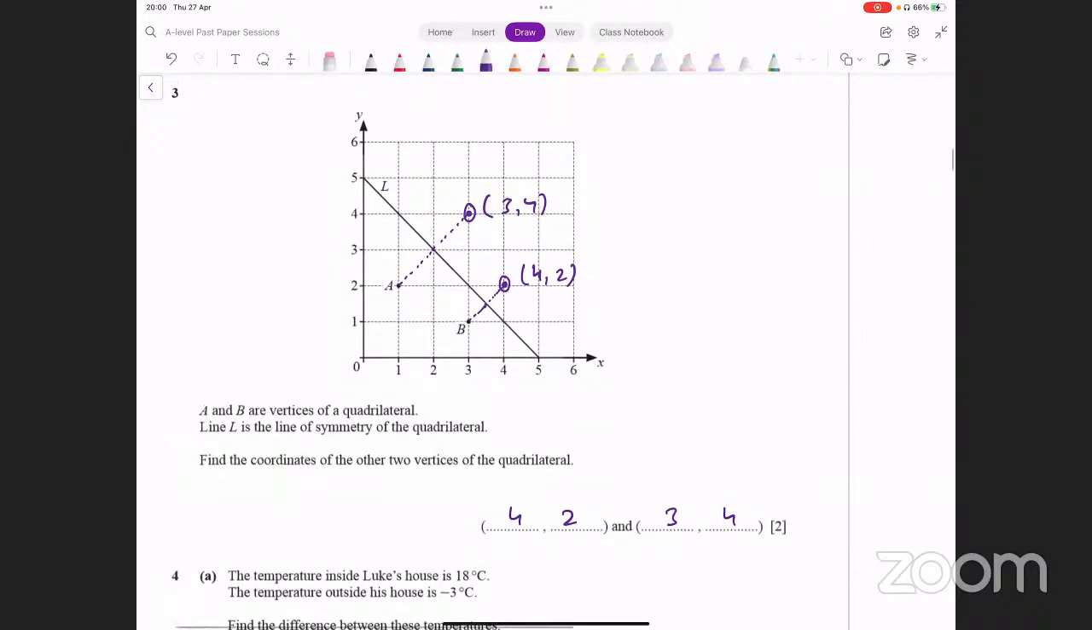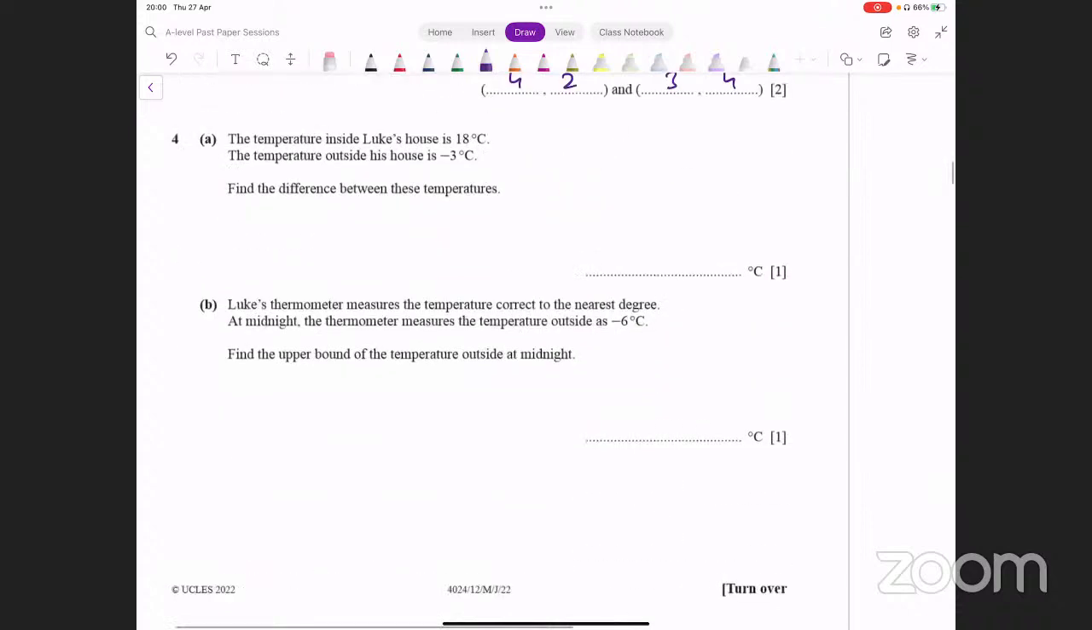Okay, let's move on. That was pretty straightforward. Question number 4. The temperature inside Luke's house is 18 degrees Celsius. The temperature outside his house is minus 3 degrees Celsius. Find the difference between these temperatures. Okay, 18 minus minus 3. You have to be careful with the signs here. 18 minus minus 3, right? So ये क्या हो जाएगा, 18 plus 3, and that gives you 21. So this is going to be 21 degrees Celsius. That's the difference between the temperatures.